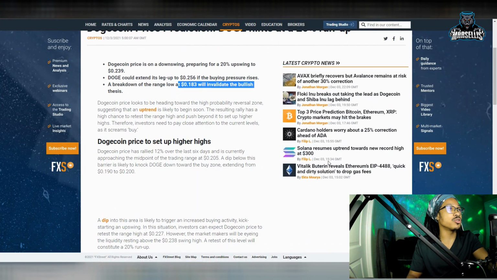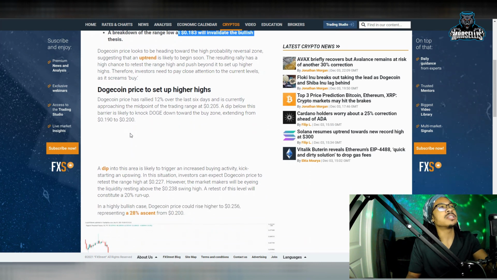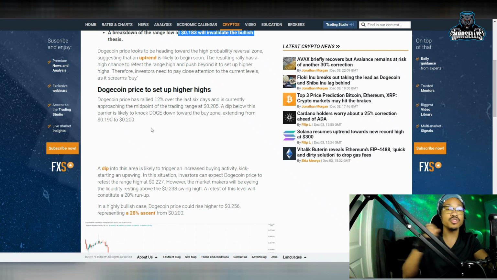Anyways, over here you can see Dogecoin looks to do a little bit of an uptrend. The resulting rally has a high chance to retest the range high and push beyond it to set up higher highs. Therefore, investors need to pay close attention to the current levels as it screams buy. So, Dogecoin price to set up higher highs. Dogecoin price has rallied 12% over the last 6 days and is currently approaching the midpoint of the trading range at 20.5.